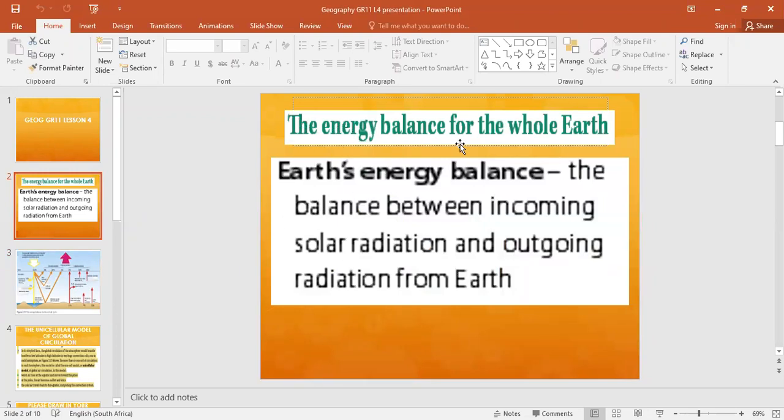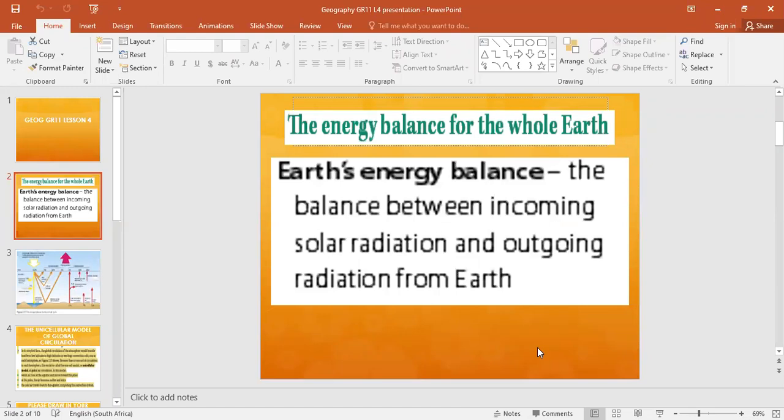Right, the energy balance for the whole Earth again. The energy balance is the balance between incoming solar radiation and outgoing radiation from the Earth. So what I was saying is the distribution of energy across the world is determined by the ocean currents, and it's also determined by the breeze that is blowing from the North Pole, the equator, and the South Pole again. So this means that ocean currents can only happen if the wind is blowing again.